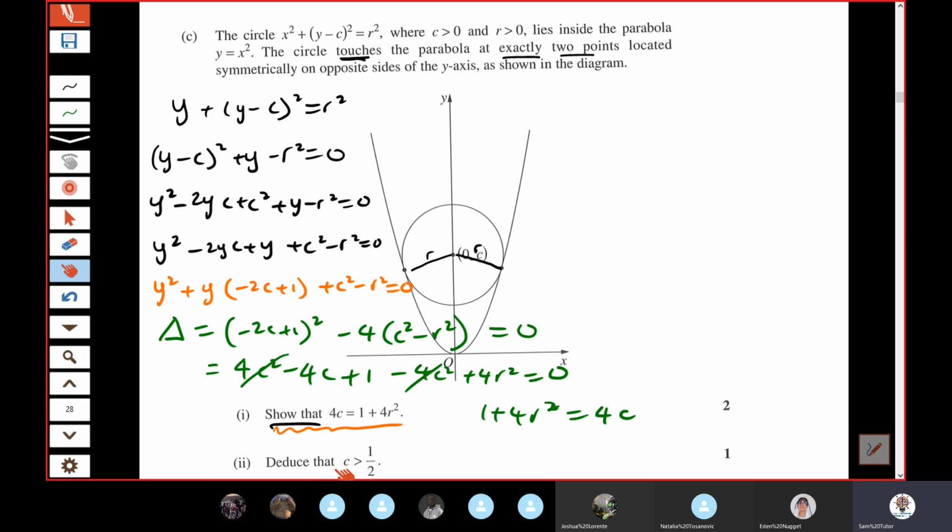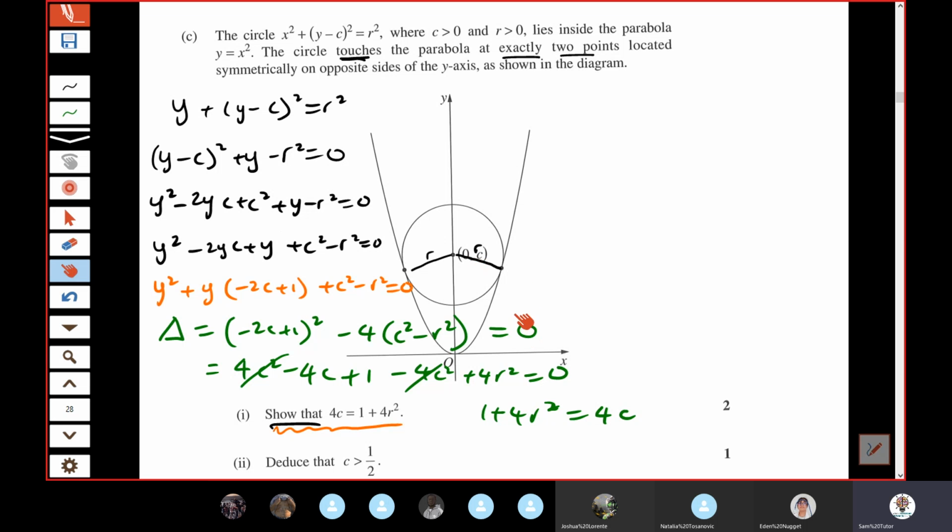The last one, deduce that c is greater than 1/2. That one's going to be fun. Let's just end it with, I don't know, and we'll leave it at that for today, before I confuse you. Because you probably, to deduce that c is greater than 1/2, I'm guessing we would have to use the distance formula now. So we found a relationship between r and c. You have to use a distance formula.